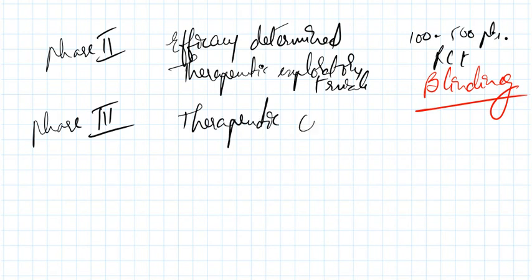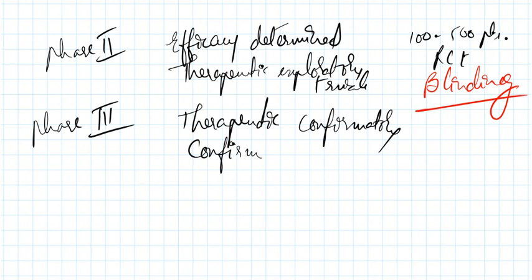Now phase 3 is the therapeutic confirmatory trial. What we do is we confirm the efficacy. Efficacy is determined in phase 2, but efficacy is confirmed in phase 3. Now, what are the other things? It's a multi-site trial.